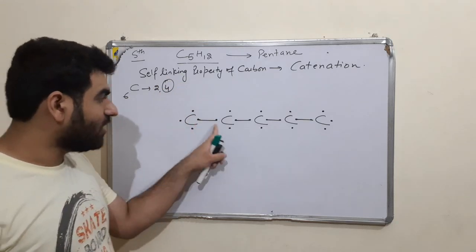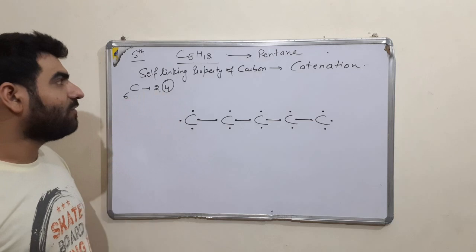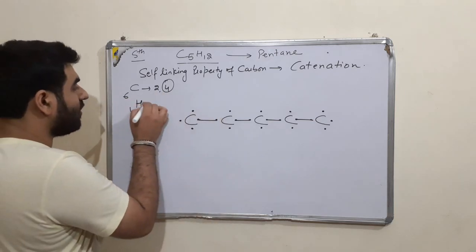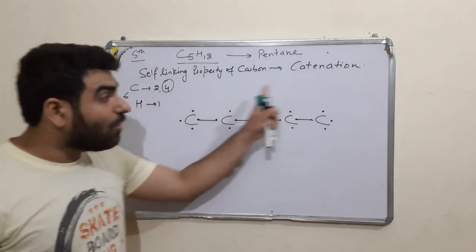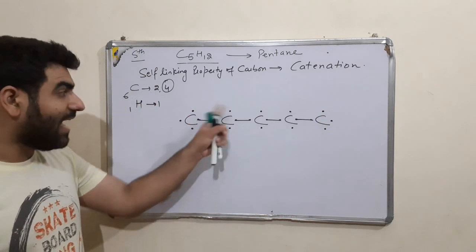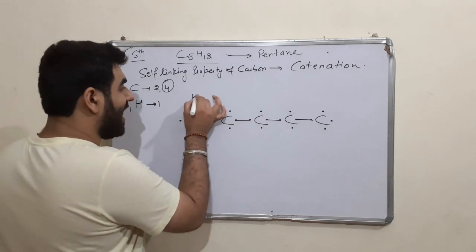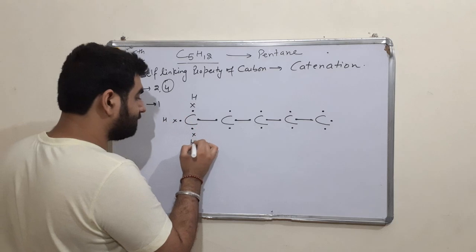So each carbon is now having 4. Now hydrogen is having only 1 electron, and around each corner there is 1 electron. So carbon will attach to all the corners.